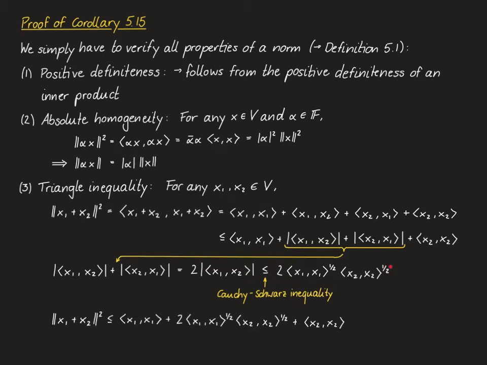Substituting this expression into here leads to the following inequality. The norm of x1 plus x2 squared is less than or equal to this expression, where we realize that this expression can be written as, in brackets, norm of x1 plus norm of x2 squared. The triangle inequality clearly follows by simply taking the square root on both sides of this inequality.